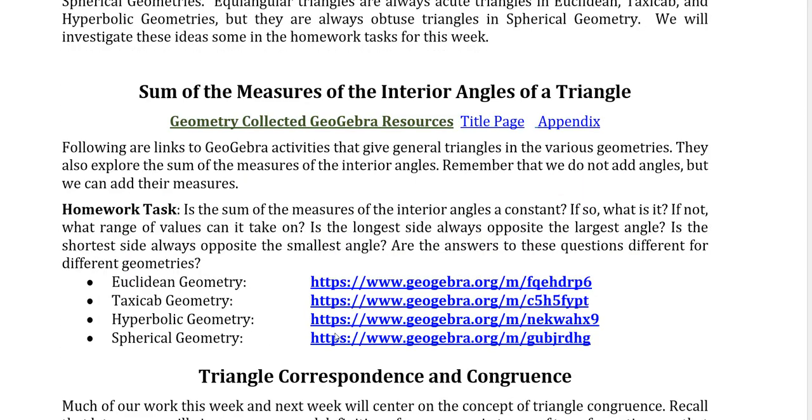So here's a task that I'd like you to do on your own. Here are some links to some things here. The idea is to look at the sum of the angle measures, and we can do it by this here. So let's go to these here.